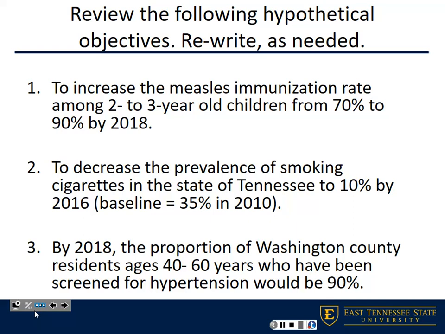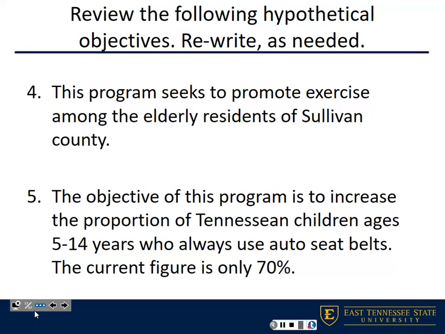Yes. It's pretty specific in terms of defining the population, residents of Washington County, ages 40 to 60 years. So it's quite specific in terms of defining the population, the target level and the target year, but it's missing the baseline level and the baseline year. So there really is not going to be a way to assess, again, the feasibility or the attainability of this objective. Okay, a couple more.